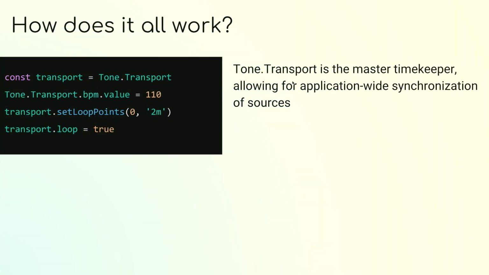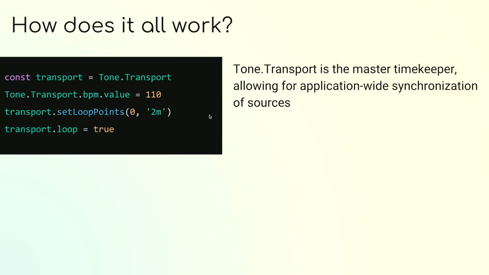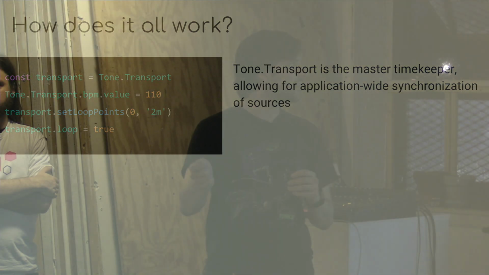So Tone.js gives you something, and getting a little bit technical here, but I won't spend too long on this, called a transport. The transport is what's going to sync up all the tracks together. They describe it as a master time keeper, allowing for application-wide synchronization. I wouldn't have been able to do this most likely without this transport, or it would have been very difficult. It supplies some sort of tempo or speed for the tracks, and you can sync up the other tracks with it.